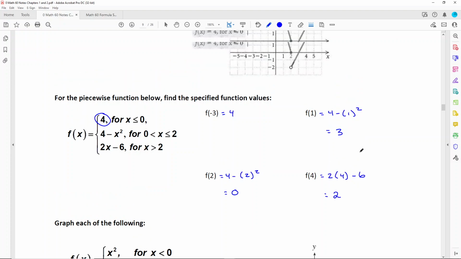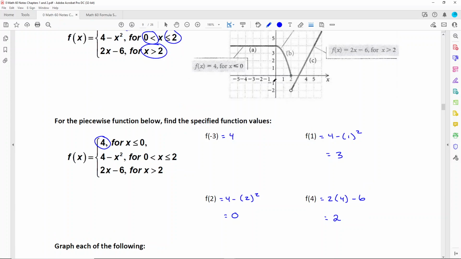And what we did is just found some of the points on my graph. When x was -3, y was 4. When x was 1, y was 3. When x was 2, y was 0, and when x was 4, y was 2. So we found these little parts within the piece. So that's one thing we can do.